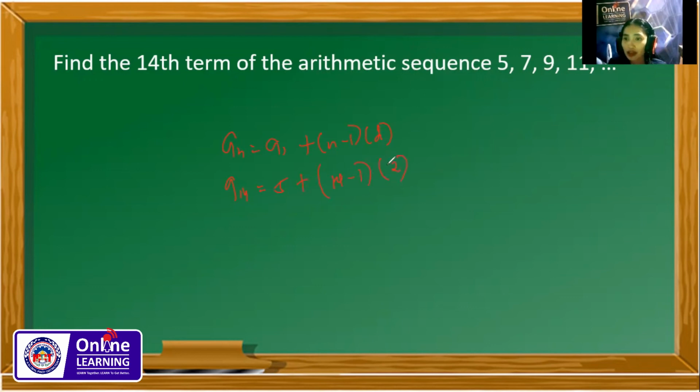Bakit naging 2? Kasi 7 minus 5 is equal to 2. Then, next, a14 is equal to 5 plus 13 times 2. So, 13 times 2 is equal to 26 plus 5 is equal to 31. Therefore, A14 natin is equal to 31. Okay, next.